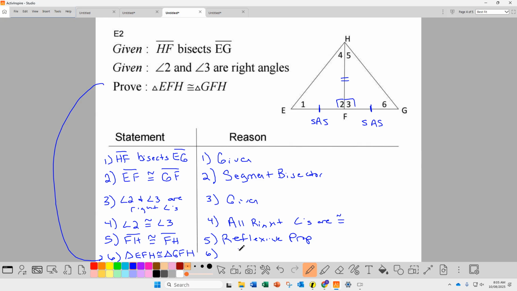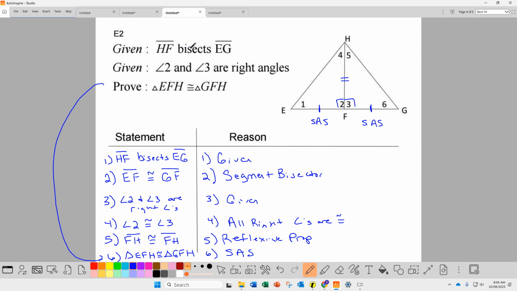Guys, what's the reason? We already wrote it down. SAS. It's the SAS. We wrote it. Whatever you write for the reason the triangles are congruent here, that's the reason the triangles are congruent right here. So, do you see it's going to have more than four sometimes? It just depends on what it gives you.